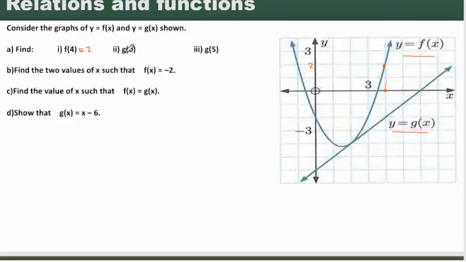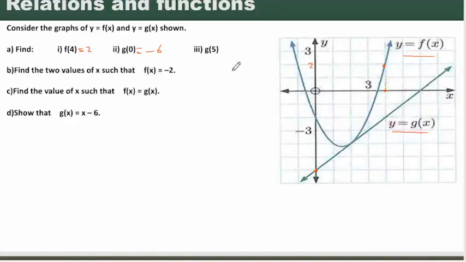And g of 0, that means for g, where x is 0, x is 0 here. So I will come down to see where it would cut. The graph of g would be here. I will count the units until here: -3, -4, -5, and -6. So g of 0 would be -6.